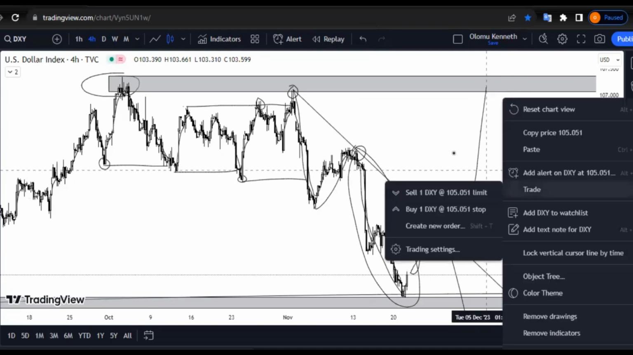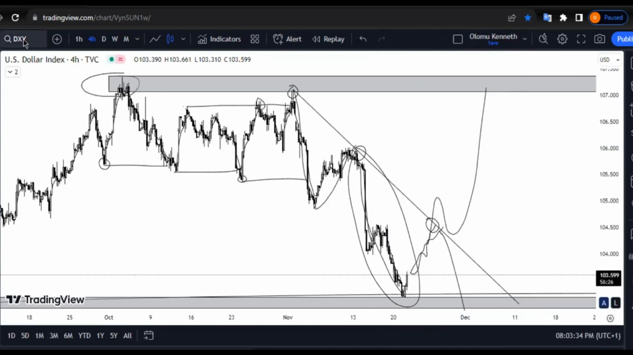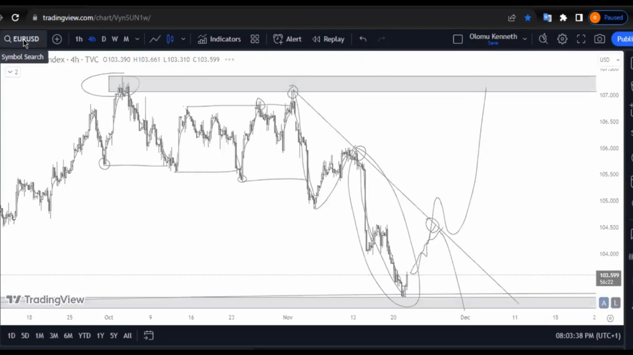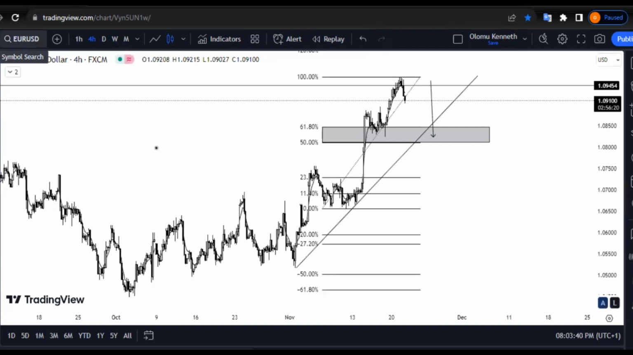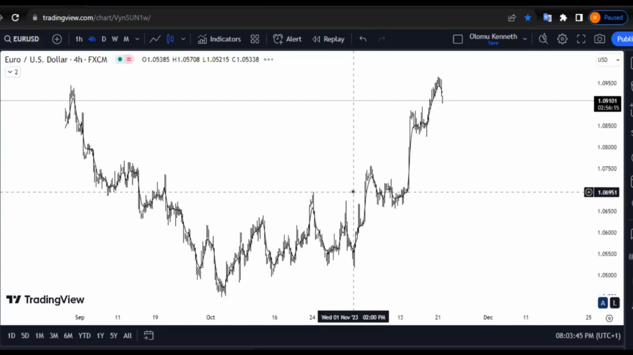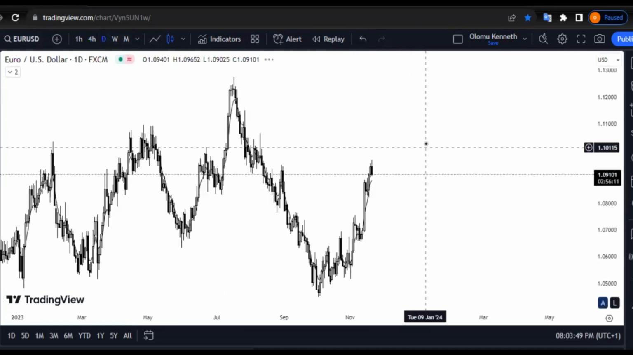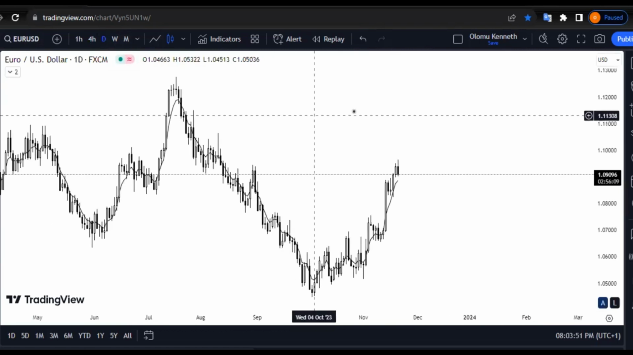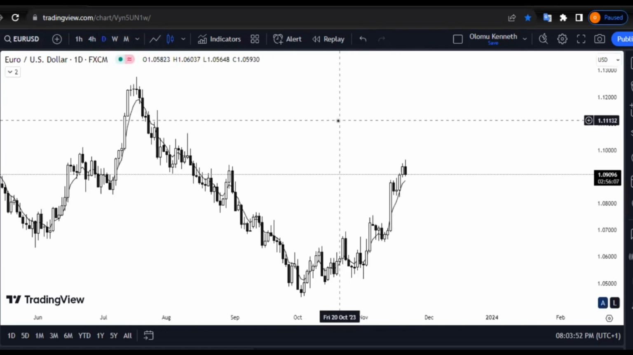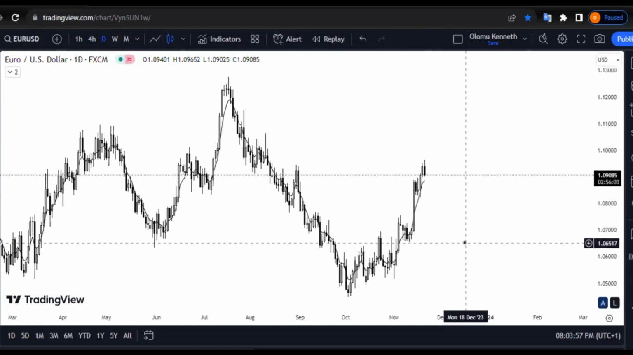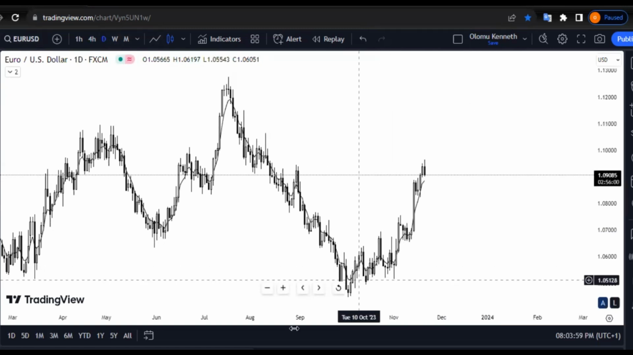So we can do Euro USD. Let's look at the major pairs. Euro USD, and see what the market is doing. Okay, let me take these out. Let's look at the daily time frame and see what's happening. So on the daily time frame, it's obvious that the market is in a bearish environment.